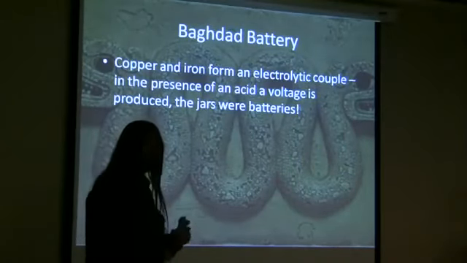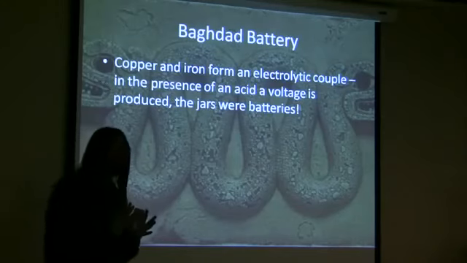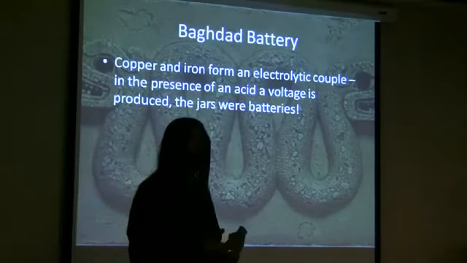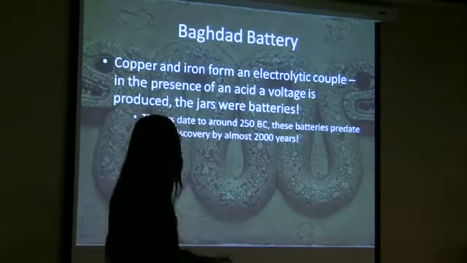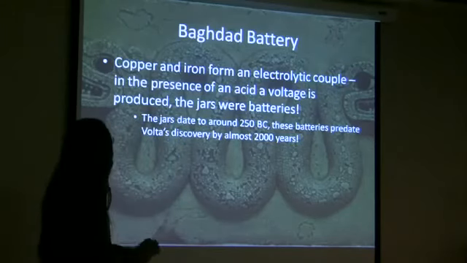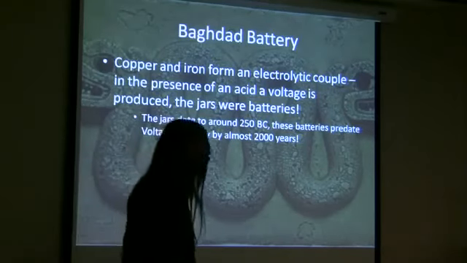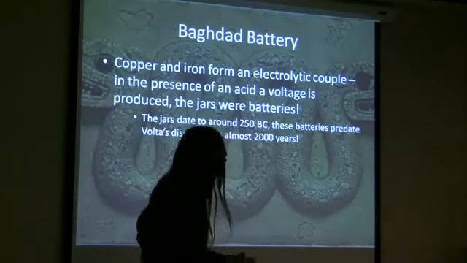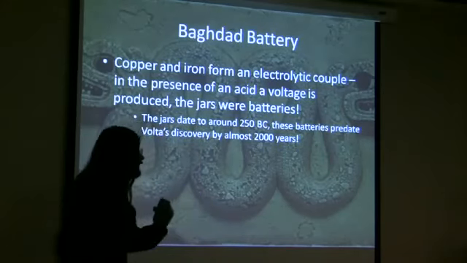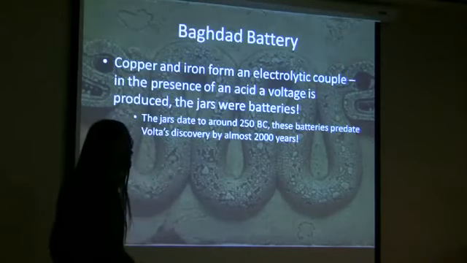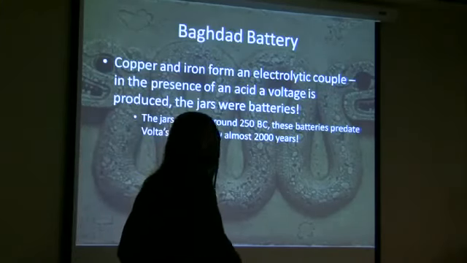Copper and iron, interestingly enough, form an electrolytic couple. When metals form an electrolytic couple, that means in the presence of an acid, a voltage will be produced. Okay? The jars were actually batteries. The jars date to around 250 BC, therefore the batteries predate Volta's discovery by almost 2,000 years. Remember, this is a time period when we're supposed to be just, not even working with real metals. Okay, we're supposed to be just getting involved in basic technology and basic architecture. These people had figured out how to make batteries. Okay, up to 2,000 years before we started using them.